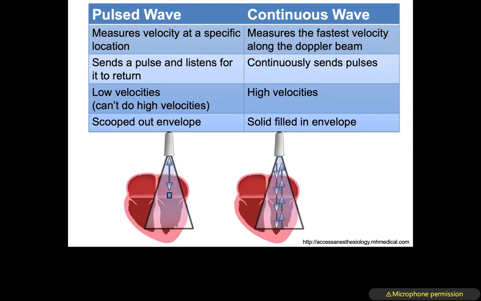So when you're looking at the velocity across a valve, pulse wave is going to be a scooped out envelope, where it's going to be anechoic or black in the center, whereas continuous wave is going to be that nice solid filled in envelope. So how well scooped out and how well solidly filled in will also tell you if your positioning is accurate for both of these when doing these maneuvers.